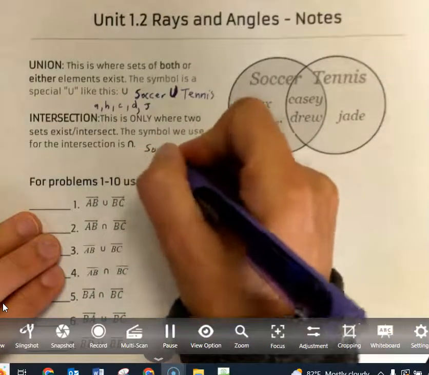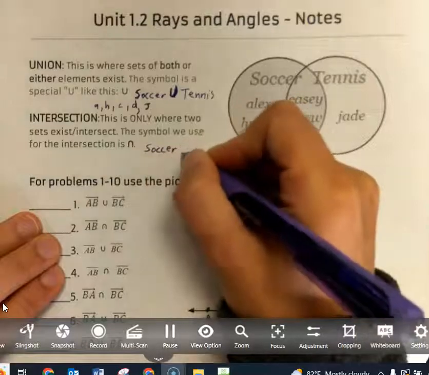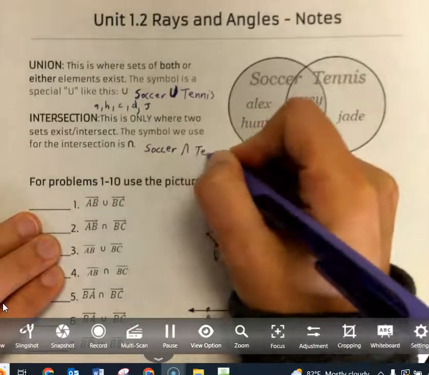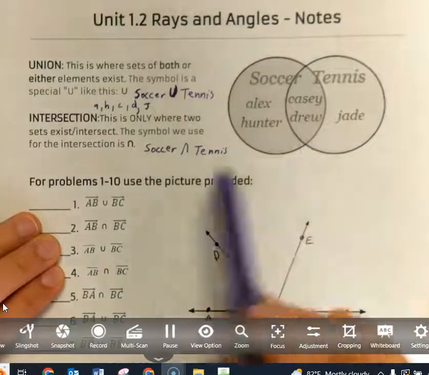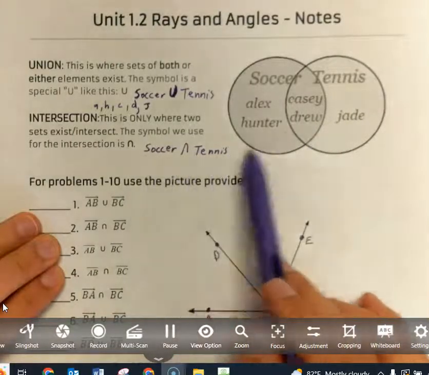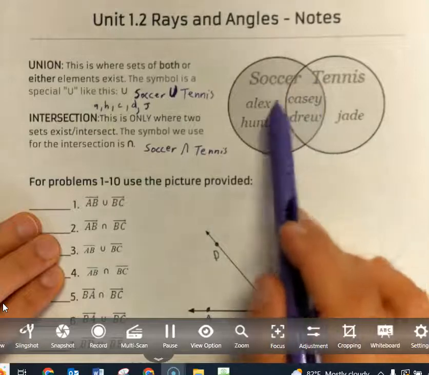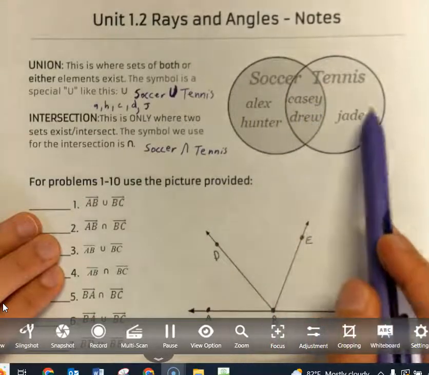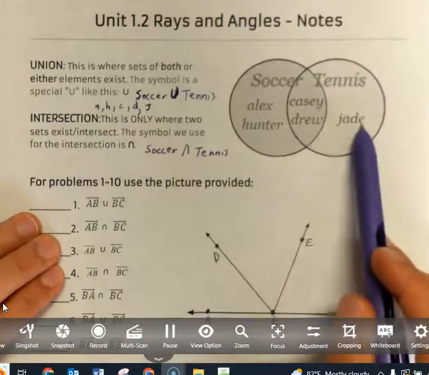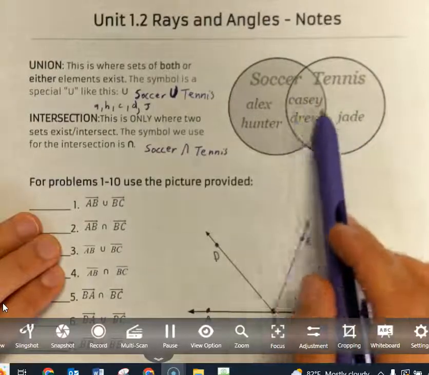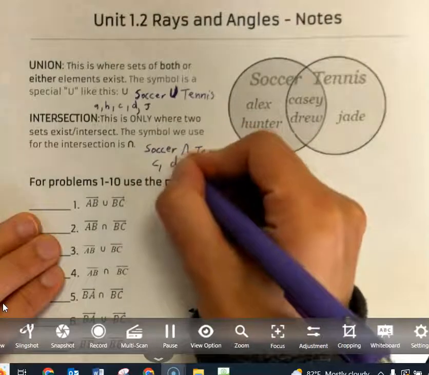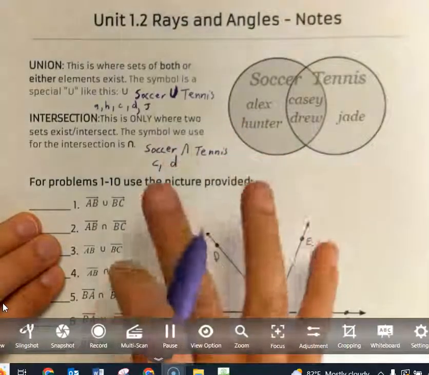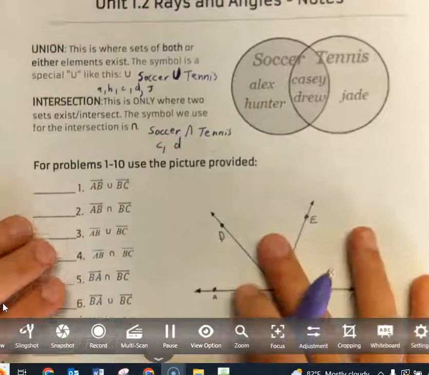So soccer intersection with tennis is, well, who has both of these things true? Well, soccer is Alex, Hunter, Casey, and Drew. Tennis is Casey, Drew, and Jade. The only one that has both is Casey and Drew. Okay, so that's the difference between unions and intersections.